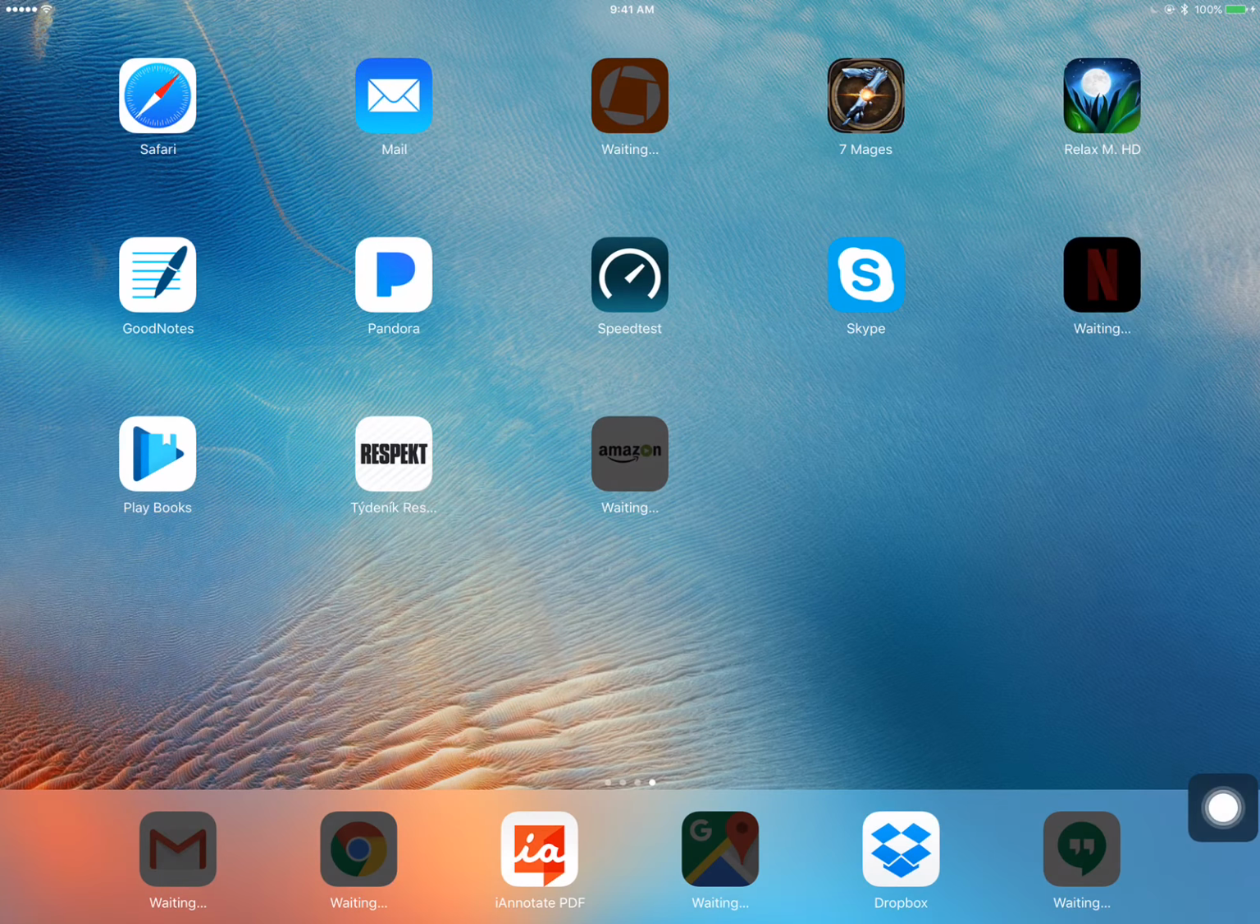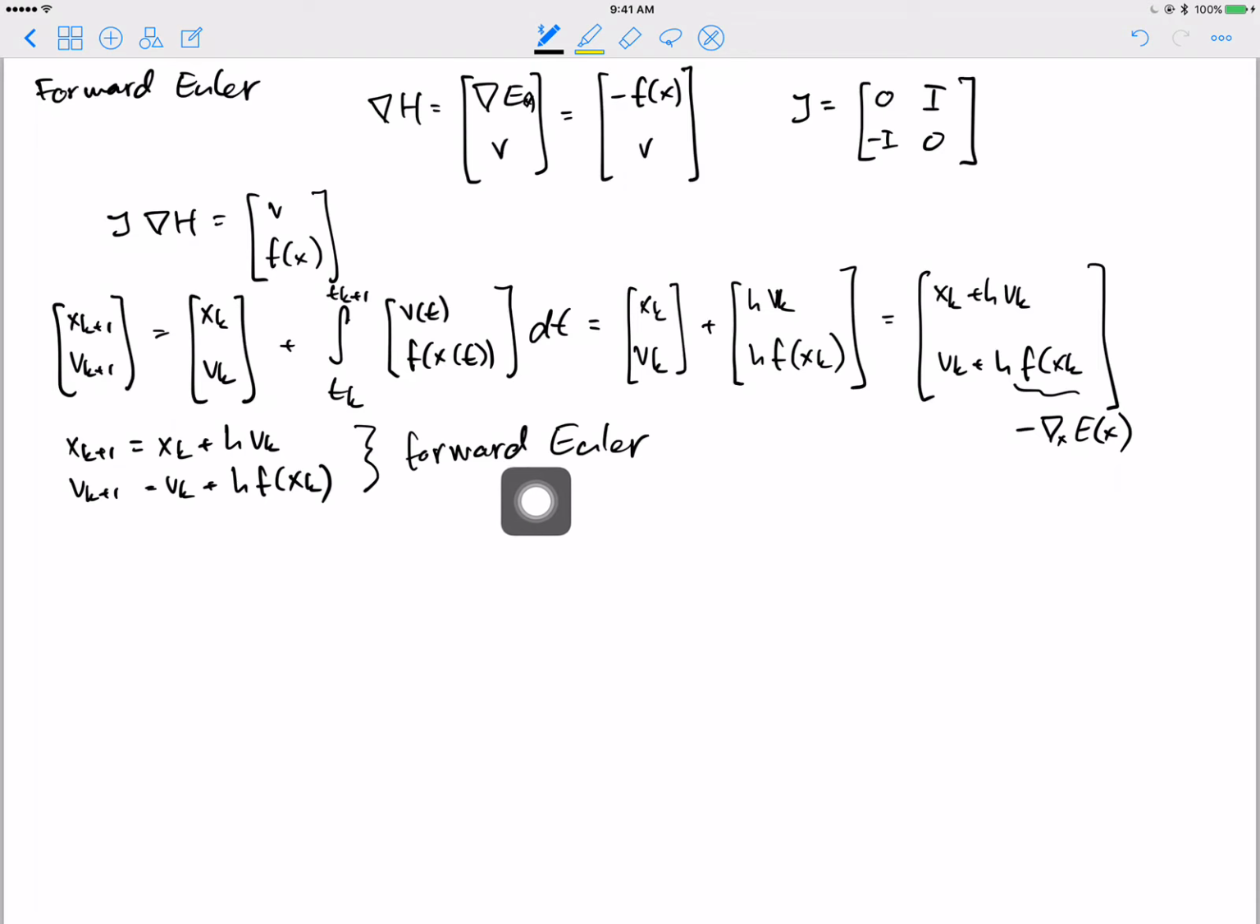So this was the simplest possible method, that's forward Euler. It's an example of an explicit method, of course, because this is just a very straightforward computation, okay? But because the forward Euler doesn't really work all that well, many other methods were invented. One of them is the implicit or backward Euler.